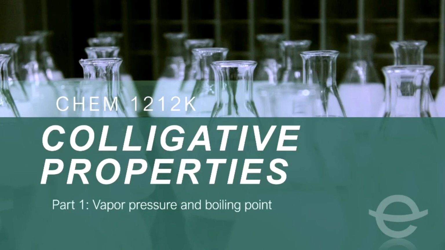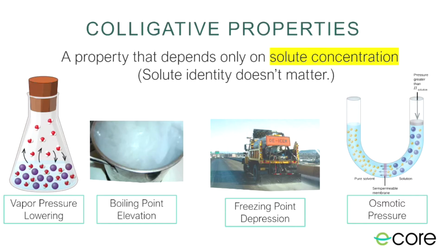In this lesson, we'll begin to study colligative properties. We're going to study a number of these properties, and in this lesson, we'll focus on vapor pressure and boiling point. But first, what is a colligative property? Well, a colligative property is a property that depends only on solute concentration. So it depends on the solute concentration, that is, how much solute I have there. It doesn't matter what the identity of that solute is. So if I dissolve a bunch of salt or a bunch of sugar, doesn't matter, just matters how much.